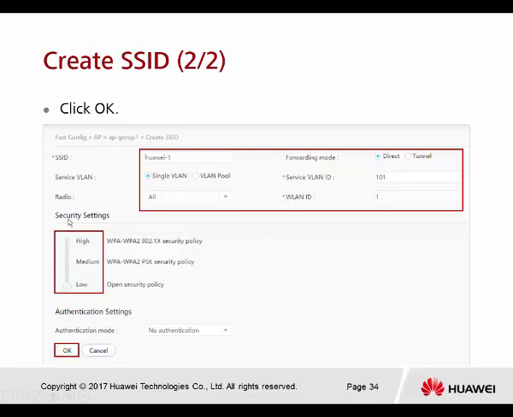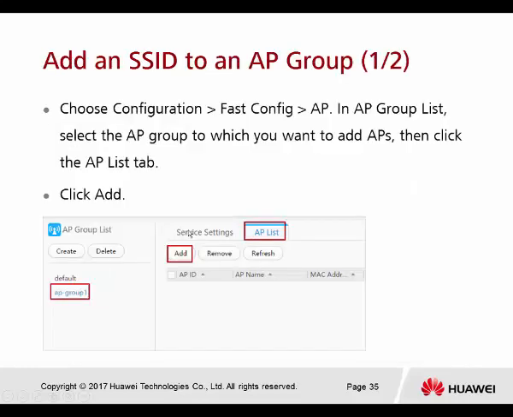Then for the security setting, based on what kind of wireless security policy we want to use, we are going to configure the open security policy, which means no authentication. You just pull down and select no. For the authentication, it is no authentication, and then click OK. After we configure this, we have created the SSID.